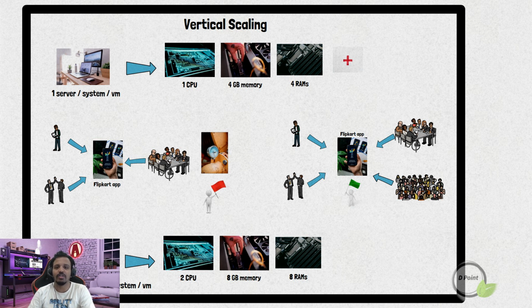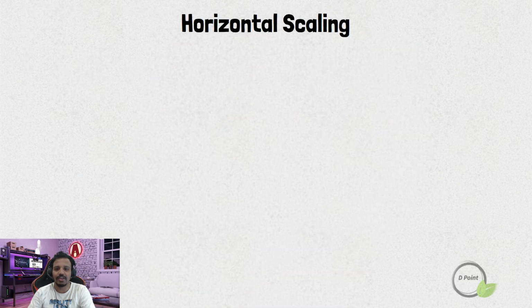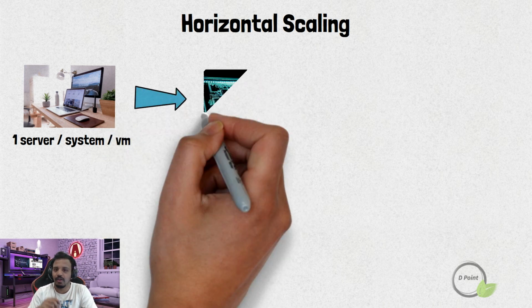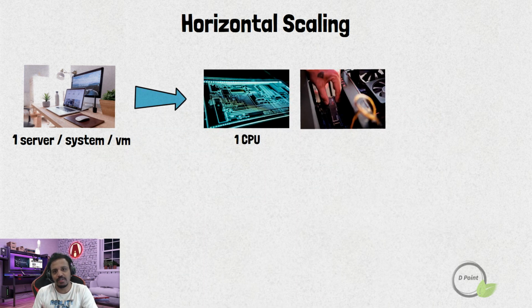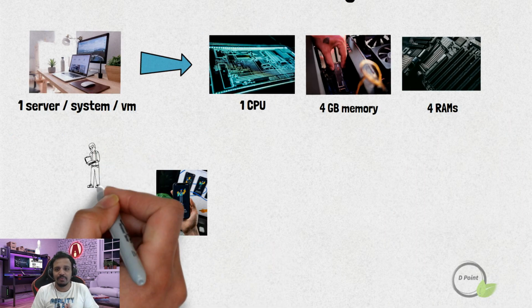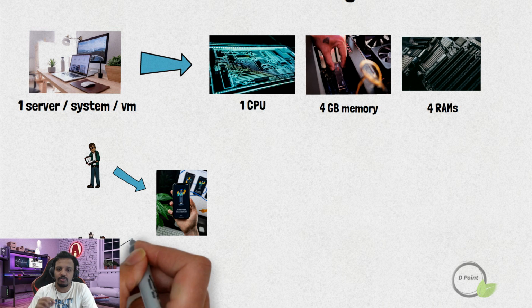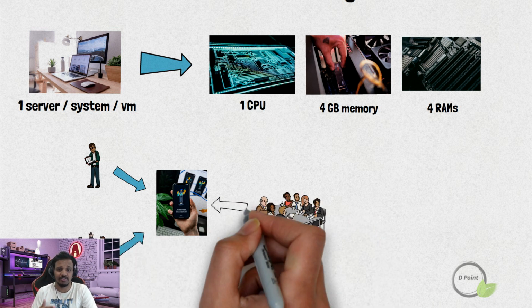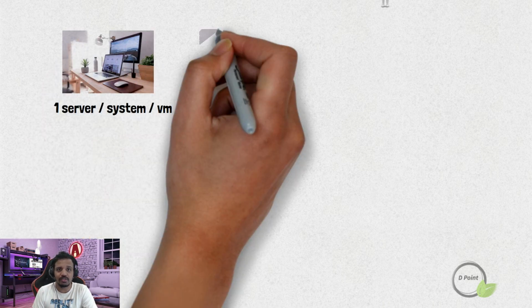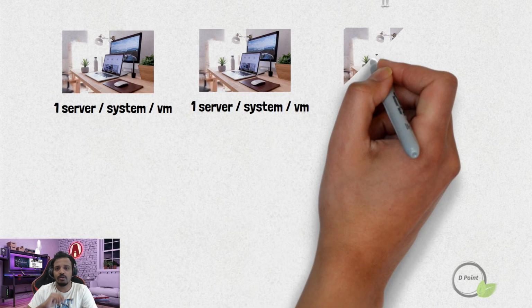Now with that mentioned, let's jump on to our second scaling technique, which is horizontal scaling. So what is horizontal scaling? Let's try to find out the problem, and then we'll see the solution with horizontal scaling. We have the same server again: one CPU, 4 GB memory, 4 RAMs, just like in the previous use case. One user is using, perfect. Two users are using, perfect. 6 users, capacity is gone. So now with the help of horizontal scaling, we need to provide a solution. What to do in our case?